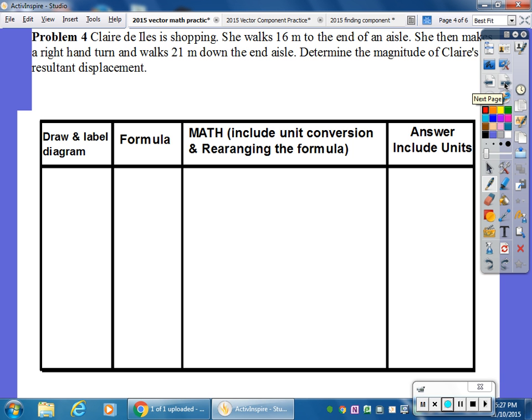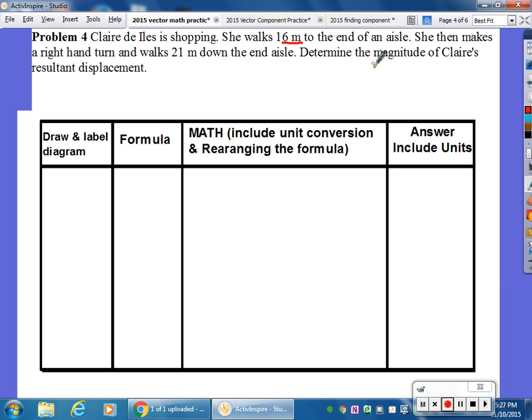Okay, number 4, you've got Claire here shopping, and she walks 16 meters to the end of an aisle, and then she makes a right-hand turn and walks 21 meters down to the end of the aisle. Determine the magnitude of the resultant vector. So she walks 16 meters to the end of the aisle, so that's going to be a vector drawn in this direction, 16 meters, and then she turns right and goes 21 meters.